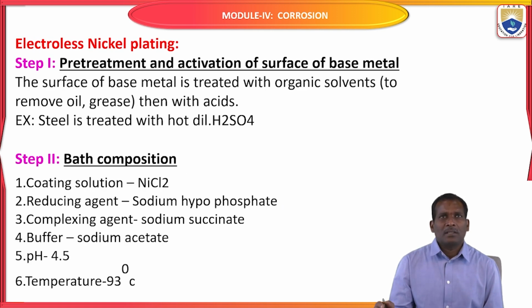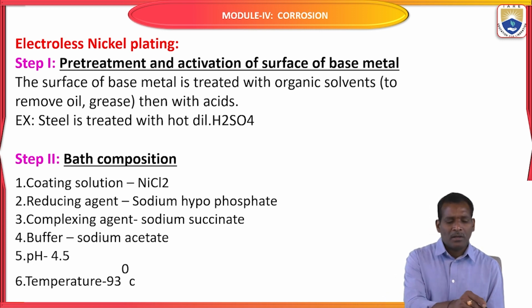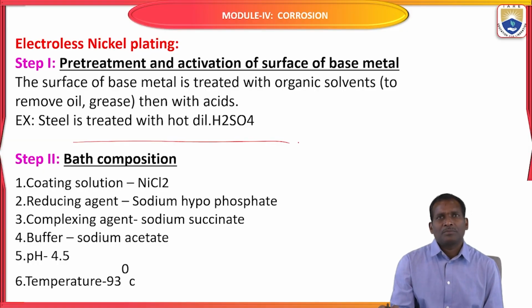Electroless nickel plating, step 1: pre-treatment and activation of the surface of the base metal. The surface of the base metal is treated with organic solvents to remove oil and grease, then with acids. Steel is treated with dilute H2SO4.